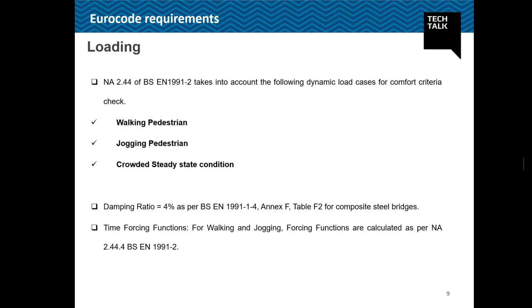Then coming to loading. The types of loading specified in the Eurocode for the comfort criteria check are first the walking pedestrian, second the jogging pedestrian, and third the crowd steady state condition. We will consider the damping ratio as 3%, as our bridge is a steel truss bridge, and the time forcing functions for walking, jogging and crowd steady state are specified in Eurocode 1991 part 2.